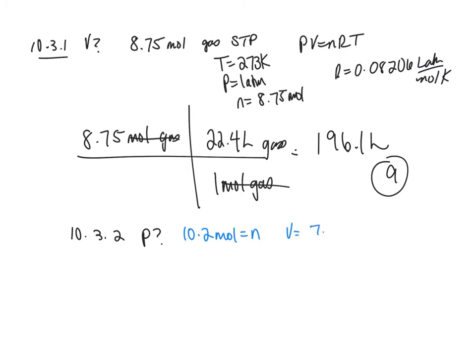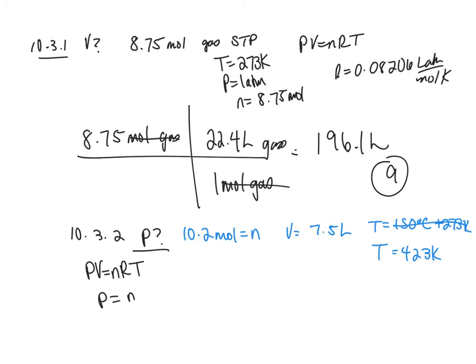Volume equals 7.5 liters, and the vessel is at 150 degrees Celsius. We have to convert that degrees Celsius to Kelvin, so add 273, so your temperature now is going to be 423 Kelvin. Now you want to do your ideal gas law, which is PV equals nRT. You want to isolate the pressure, so P equals nRT divided by V, and then you want to plug and chug.